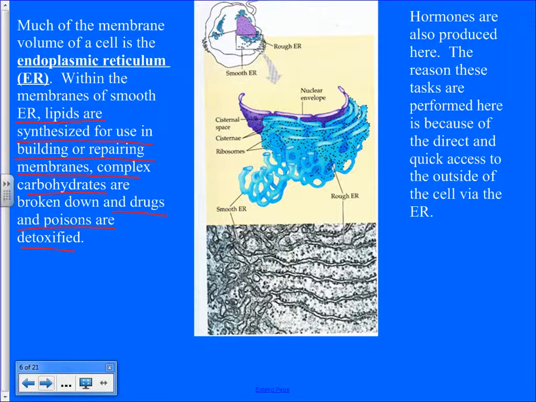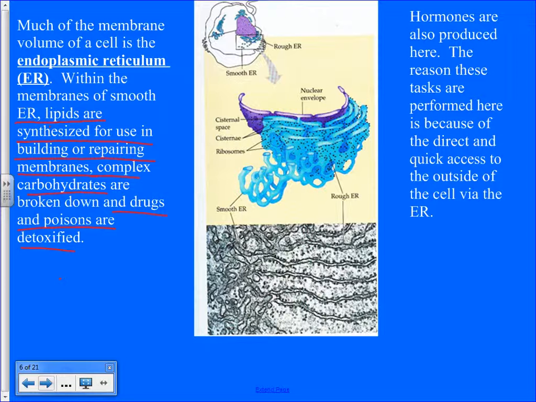All right, so the smooth ER has lots of jobs. My expectation would be that if I asked you what does the smooth ER do, that you could tell me at least a couple of them. Okay, I wouldn't expect to get all 5. Okay, but I would expect that you would give me at least a couple. Right, probably on a test 1 or 2, okay, would be sufficient. You demonstrate to me that you remember what it does. Okay, the primary jobs would be lipids and detoxification.